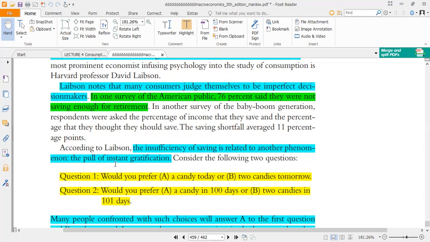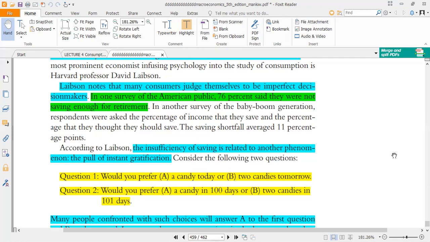In the first question, I'll go for A, but in the second question, I'll go for B. Why? Because with the second one, I just have to add one day in order to get 2 candies, but with the first one I won't wait for just a candy.